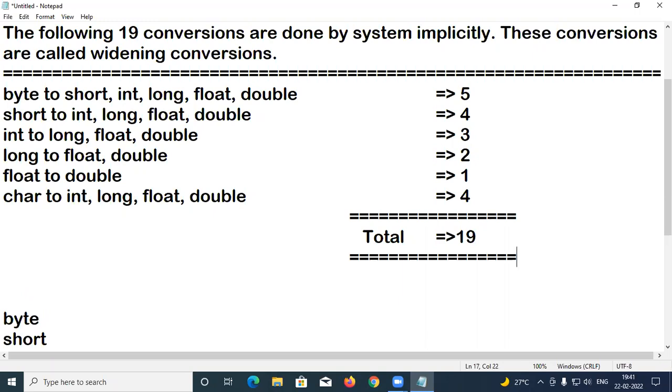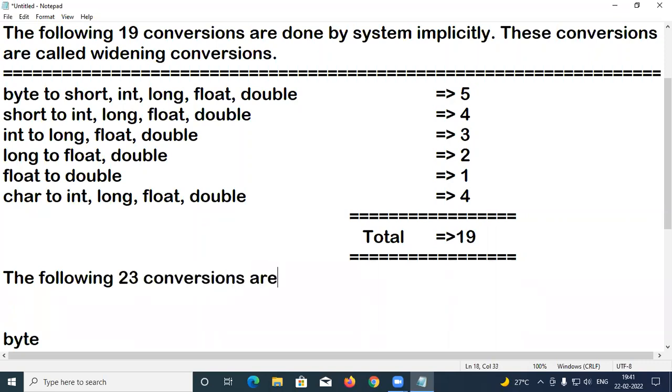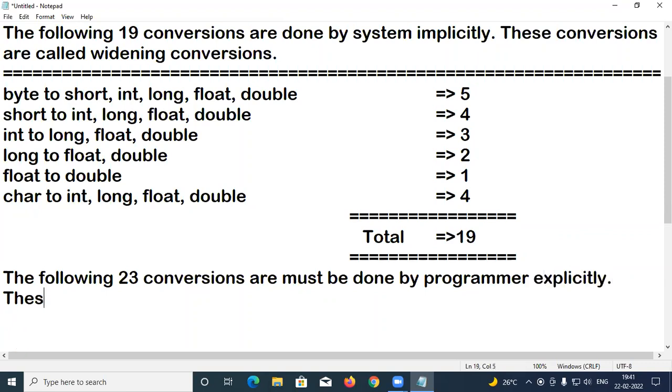Now, which are the 23? Whatever is not there in the list, that is the 23. Suppose I'll write. You observe, the following 23 conversions must be done by the programmer explicitly. I'll give time for writing. These conversions are called narrowing conversions.